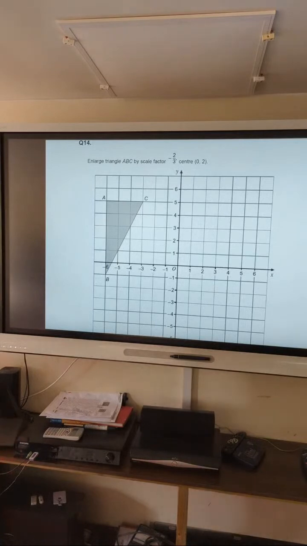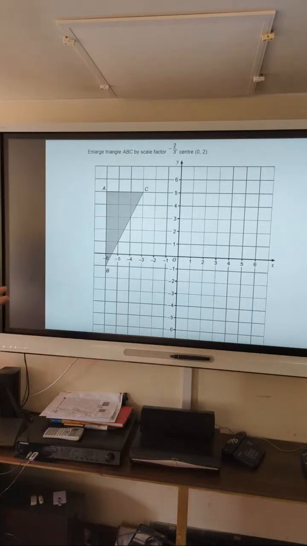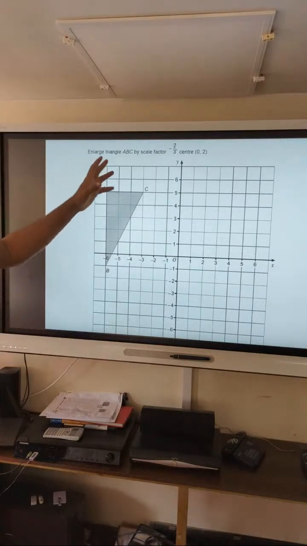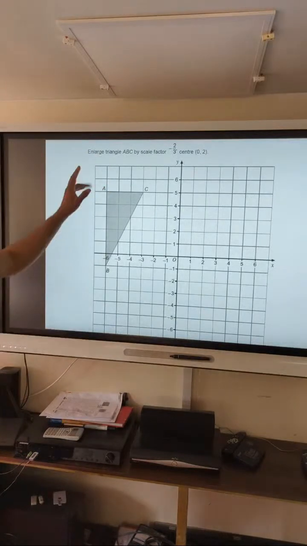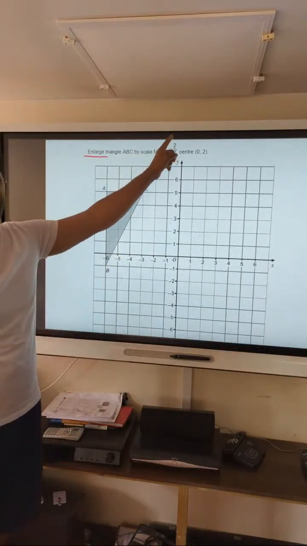Enlarge triangle ABC by the scale factor negative 2/3 from the center (0, 2). This will probably be a 3-mark question. In this case it turned out to be 2 marks, but it should be a 3-mark question because we're doing 3 different things here. We're using 3 pieces of information. We need to be enlarging it, so making it bigger by scale factor negative 2/3.